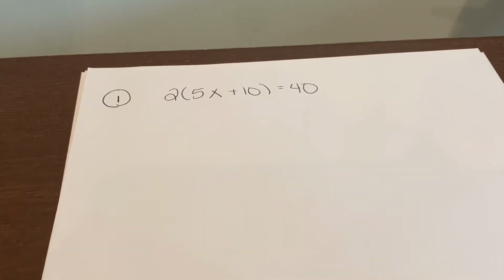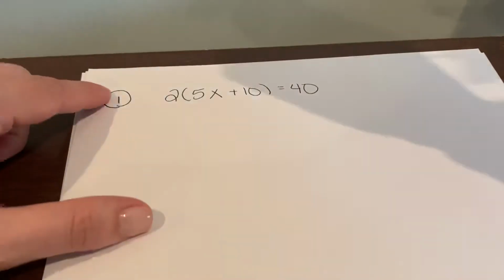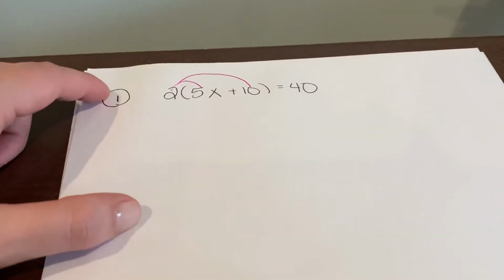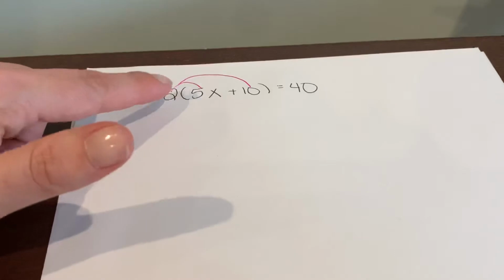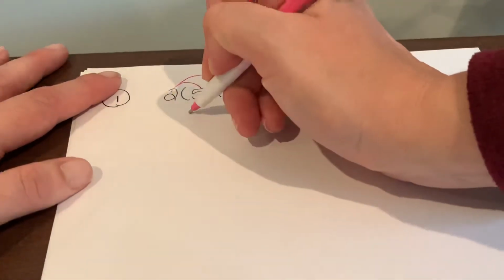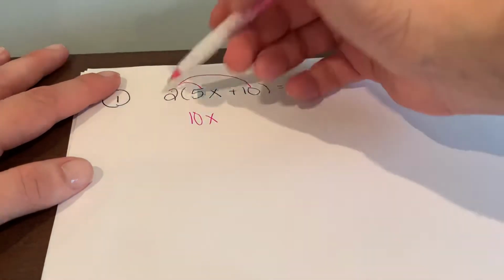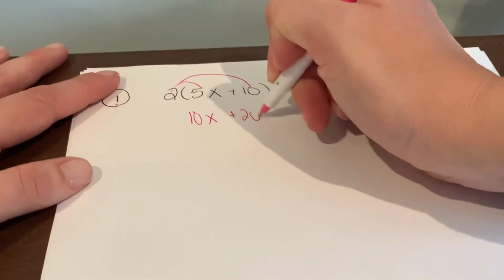So the first thing you're going to have to do is distribute. Whatever the number is in front of the parentheses, you multiply it by each term inside the parentheses. When we're multiplying, just multiply the numbers. 2 times 5 is 10. There's no other x's, so just copy the x. And then 2 times 10 is 20.